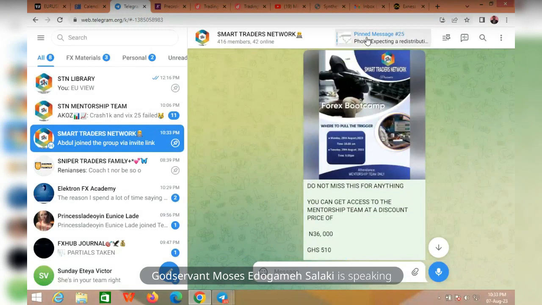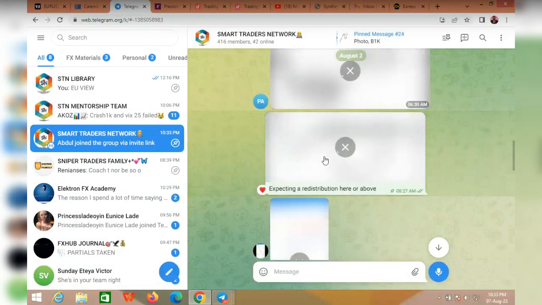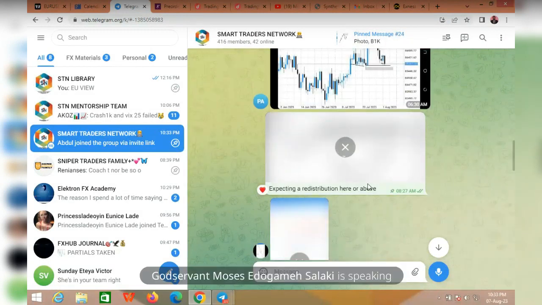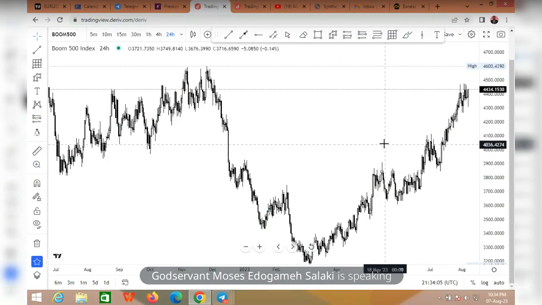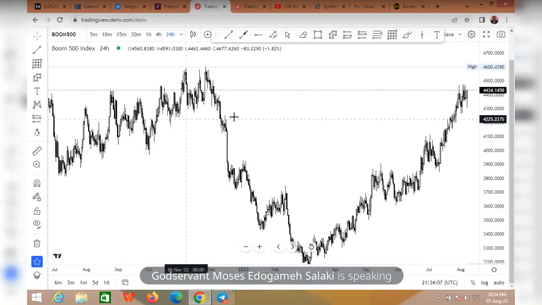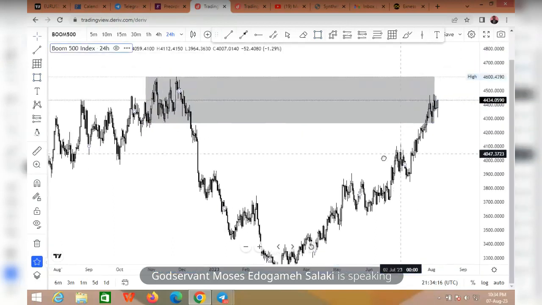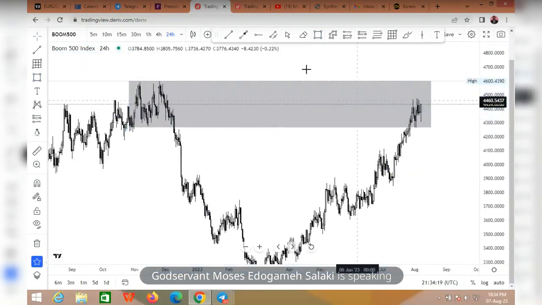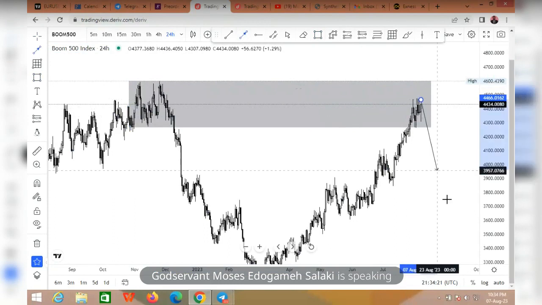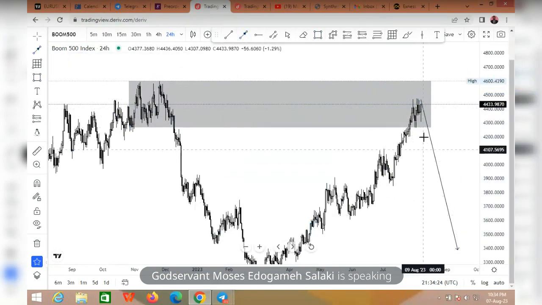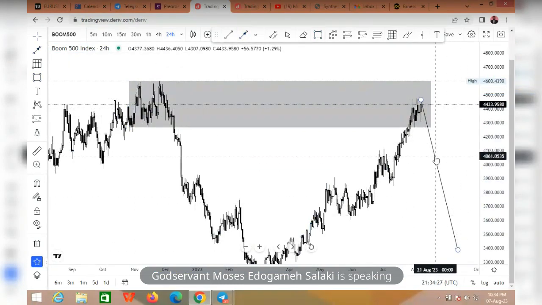One, yeah, this is it. That's the chart there. I said I'm expecting a redistribution in this zone or above. And this is a weekly zone. Since it's a weekly zone, I'll wait for a 4 hours to give me a clear break of structure here, because we want to sell down. But if 4 hours have not given me a break of structure, I wouldn't consider selling.